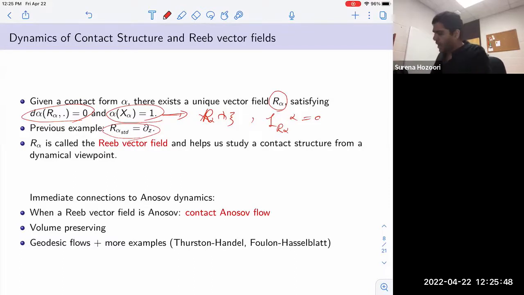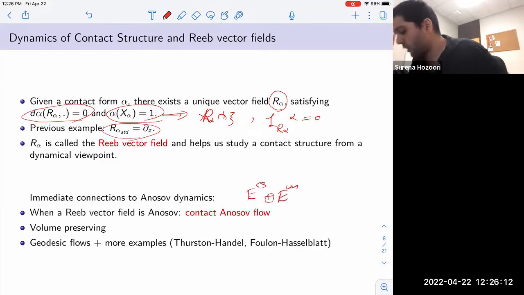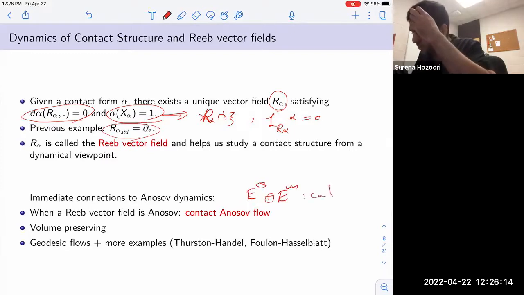Okay. And so how can I connect this to the discussion about Anosov flows? Well, there's a very immediate connection to Anosov dynamics, and that is to study when the Reeb vector field is Anosov. And these flows are called contact Anosov flows. And in this case, these E^s and E^u directions, if you add them up, you will get a contact structure.